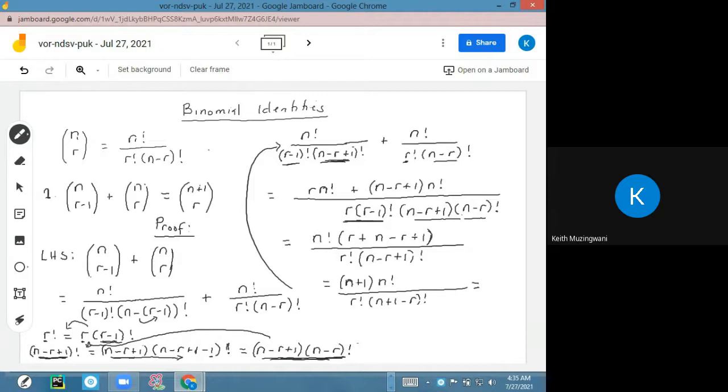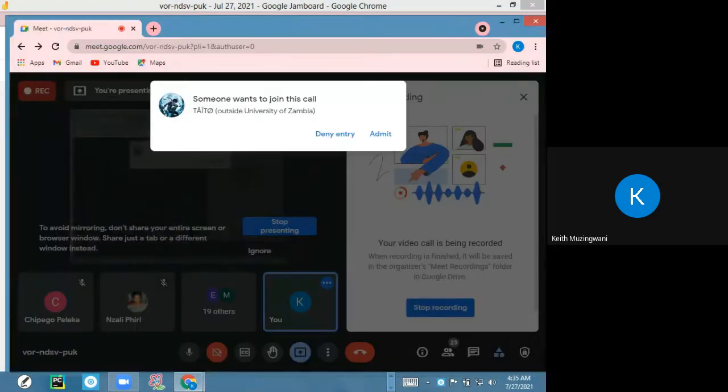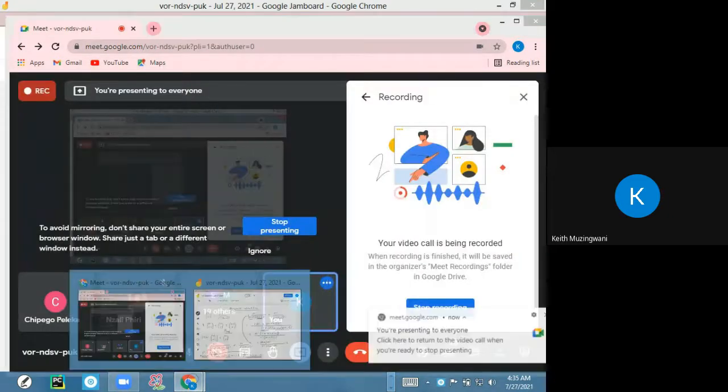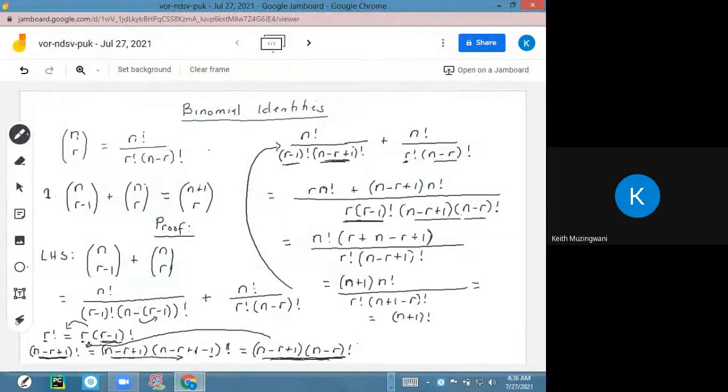But this numerator here is just the same as n plus 1 factorial, exactly the same as n plus 1 factorial over r factorial n plus 1 minus r factorial, but this is just n plus 1 choose r.